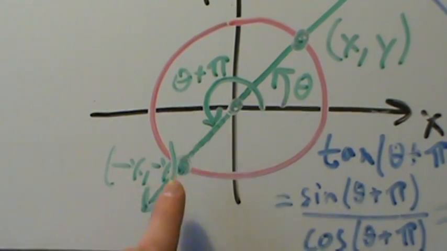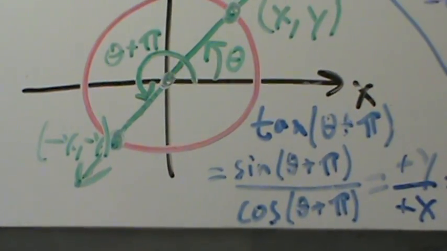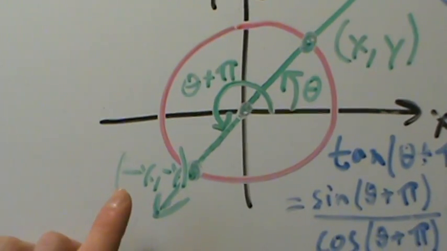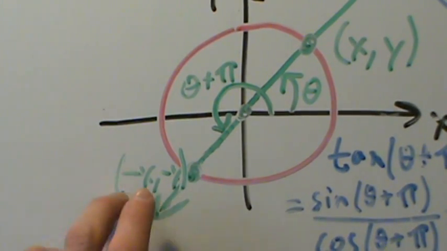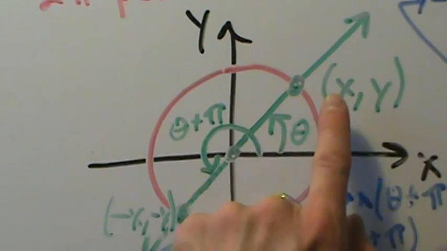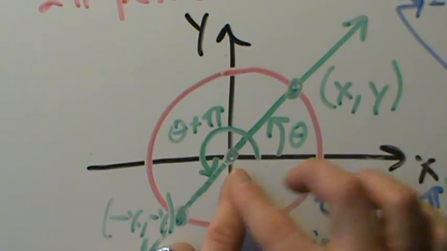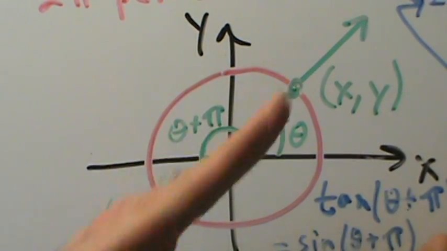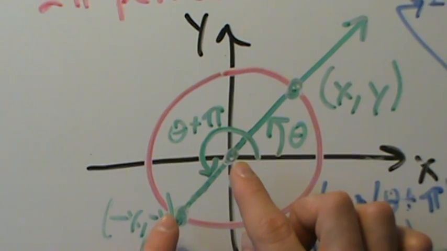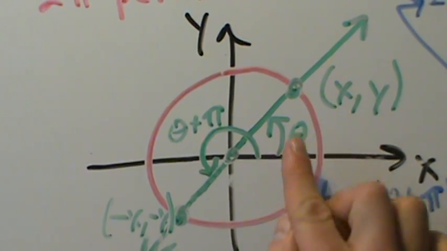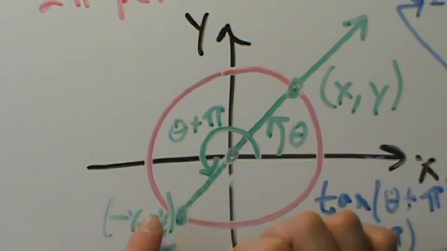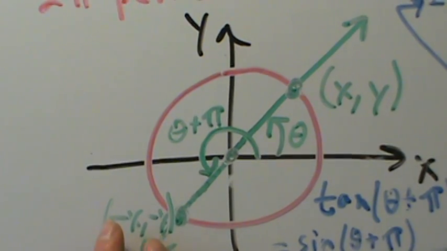Theta plus pi hits the unit circle here. Cosine of theta plus pi, that's the x-coordinate where theta plus pi hits the unit circle. What's the x-coordinate there? It's here, negative x. And remember, why is this negative x, negative y? Because we just called this point x comma y. So if we start at the origin, we have to go right x and up y to get there. Since theta plus pi just makes this a straight line, to get from the origin to here, we have to go left x and down y. So left x means negative x, down y means negative y. That's why that's negative x comma negative y.